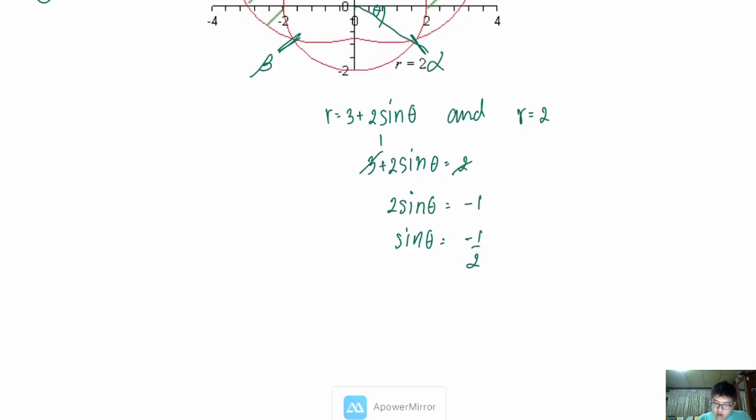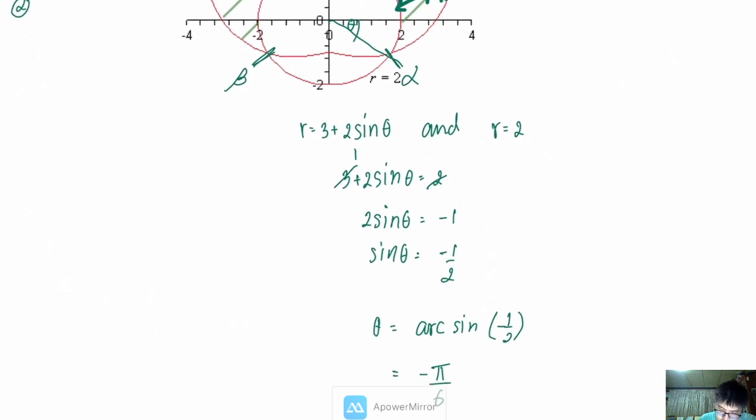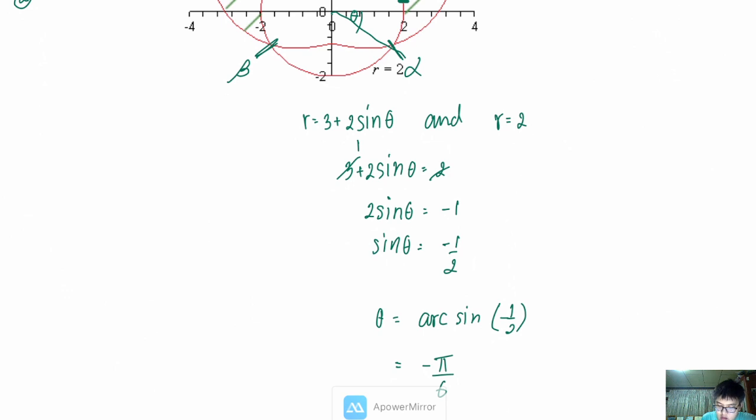This is similar to, how much sine? Sine theta equals minus 1 over 2. So theta equals arc sine of minus 1 over 2. This one is theta equals minus pi over 6. That means 30 degrees has sine equal to 1 over 2. For direction 1, you will find what is the minus pi over 6.